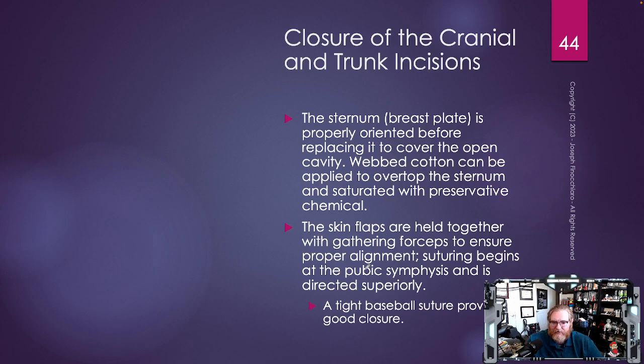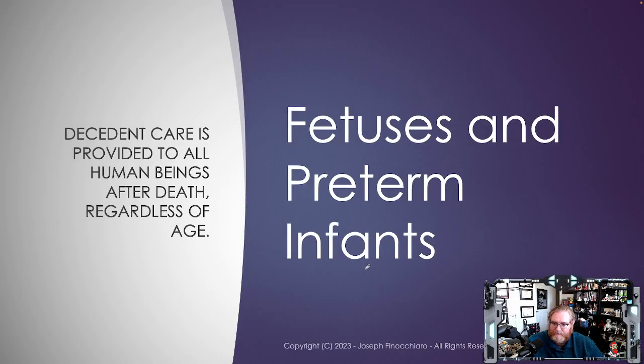The skin flaps are held together with gathering forceps to ensure proper alignment. Suturing begins at the pubic symphysis and is directed superiorly. A tight baseball suture provides a good closure.